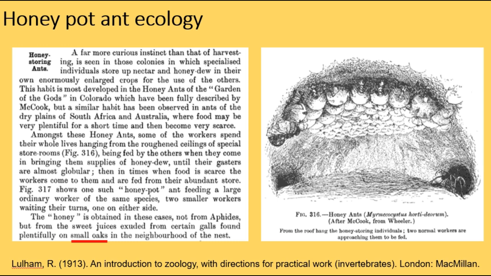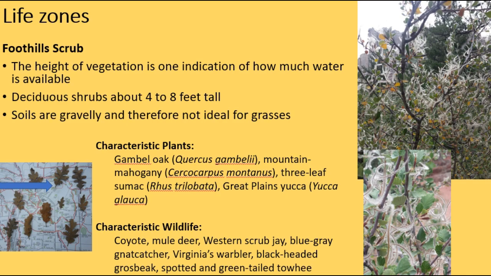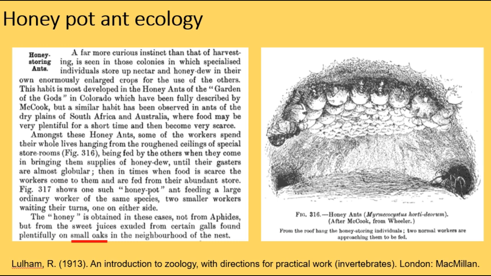Okay, so in the last sentence here, the honey is obtained in these cases not from aphids, but from the sweet juices exuded from certain galls found on plentiful small oaks in the neighborhood of the nest. So as we were just looking at, oaks are an important part of the vegetative characteristics of the garden. And here are the honeypot ants. Let's take another more modern look at this.